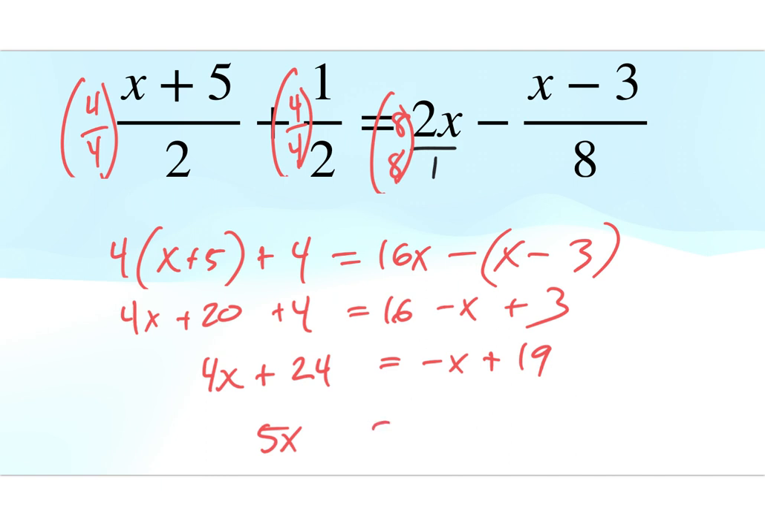So 5x equals 19 minus 24. Negative 5. x is negative 1.